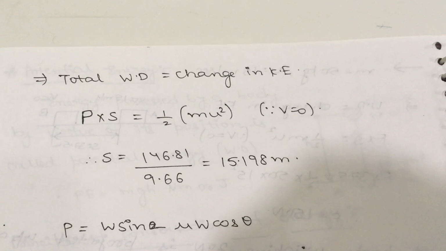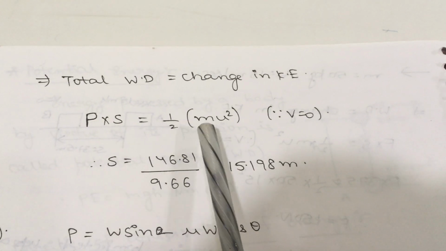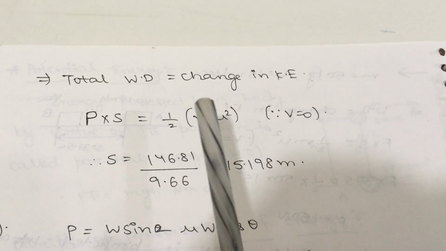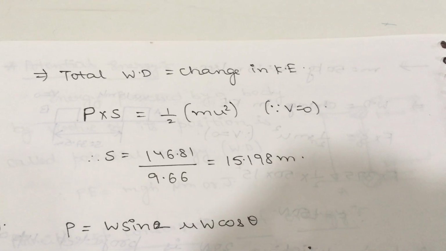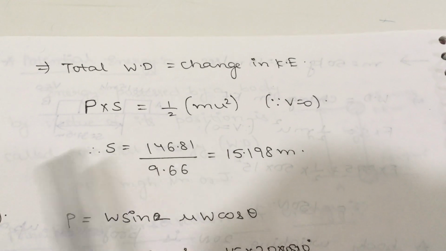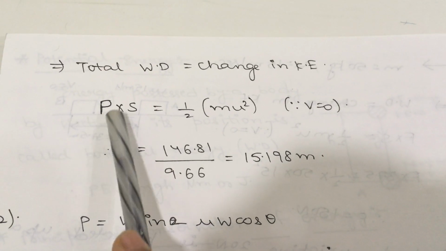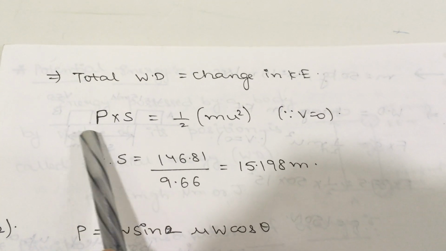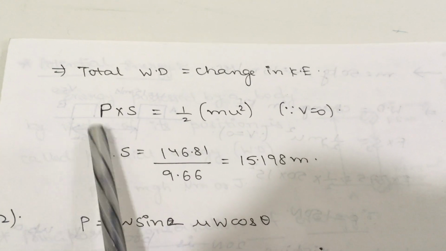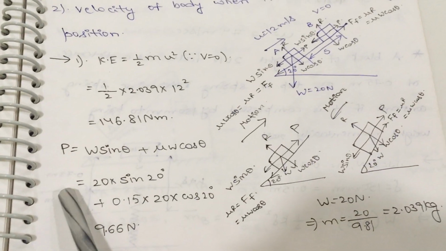Here the remaining quantities are the P force, the m value and the u value. The u value is given in the question, and the m value we can calculate from the weight. Now we need to calculate the P value. So how to calculate the P value?